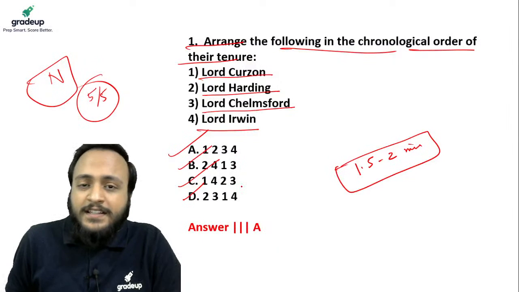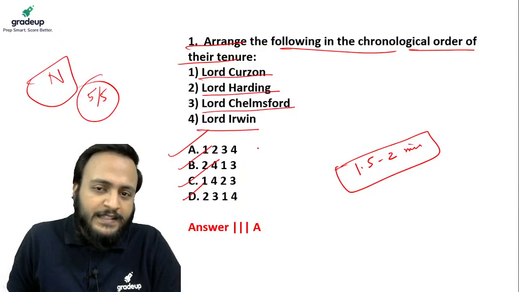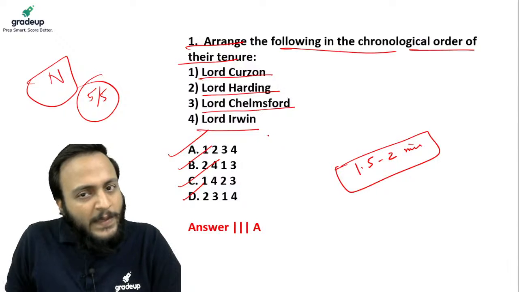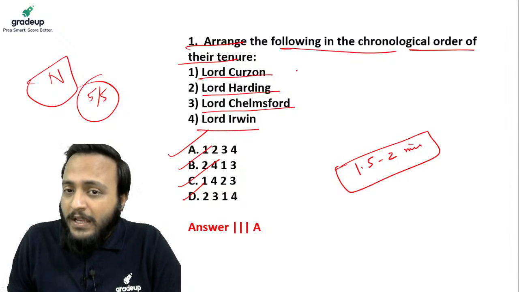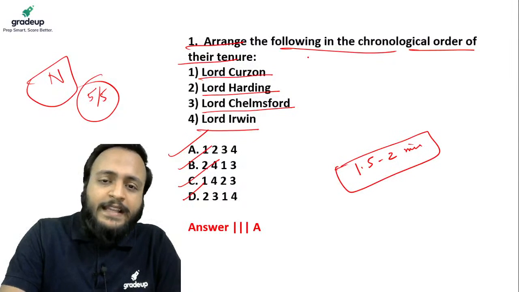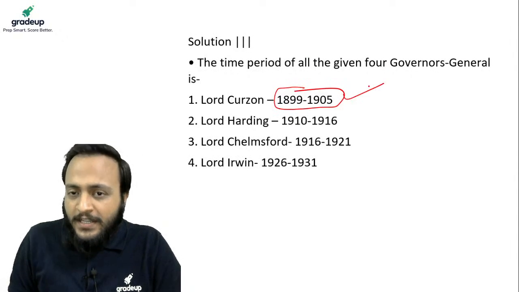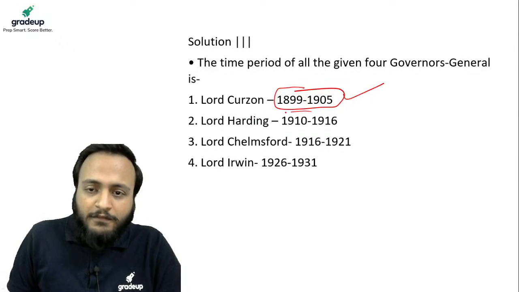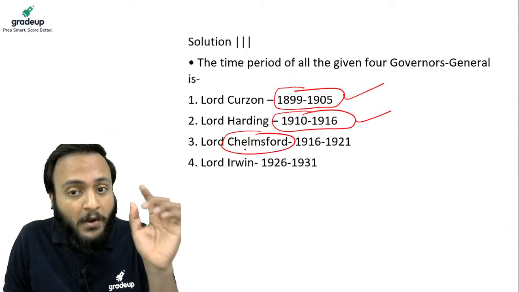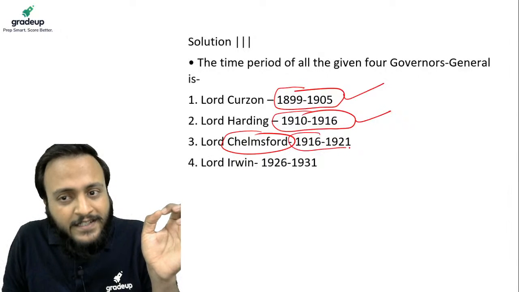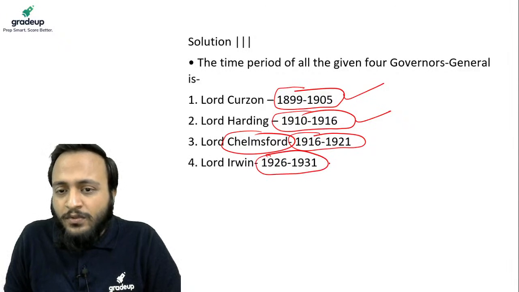And the answer is going to be A, that is 1, 2, 3, 4. It is the correct sequence. We all know that Lord Curzon was instrumental in the Bengal partition. Let us examine the tenure of each of them. Curzon from 1899 to 1905. Lord Hardinge from 1910 to 1916. Chelmsford, famous for the Montagu-Chelmsford reforms, from 1916 to 1921. And then Lord Irwin from 1926 to 1931.